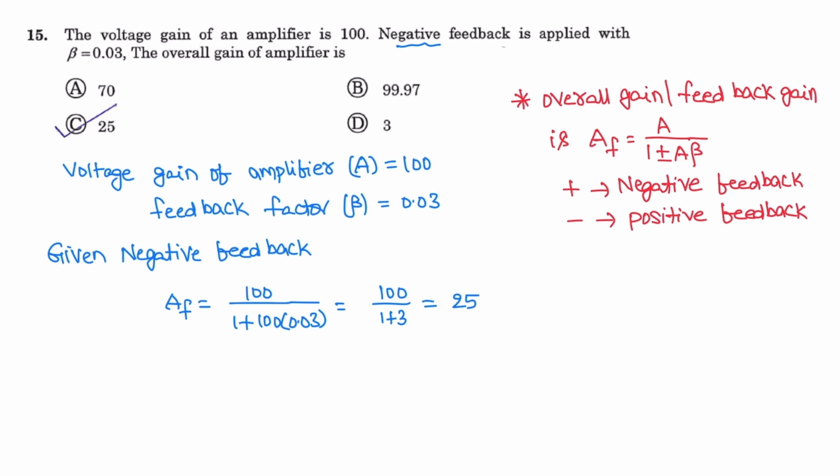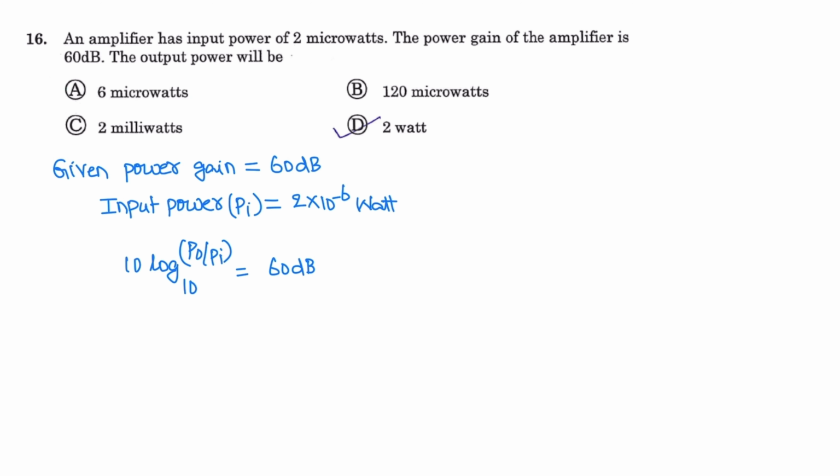Next question. The amplifier has input power of 2 microwatts. The power gain of an amplifier is 60 dB. What will be the output power? So in the question they have given power gain. So power gain means 10 log, 10 log for power gain or attenuation, 20 log for voltage or current.